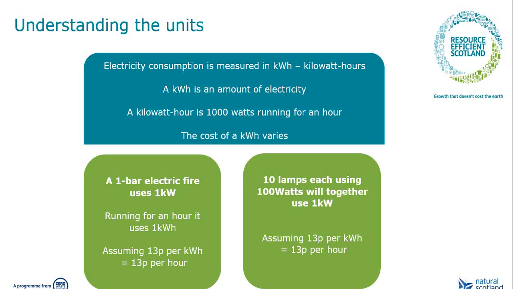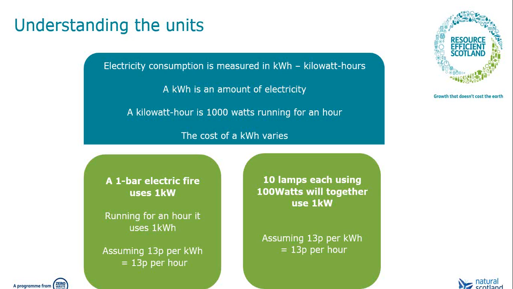If we look at the bottom left hand side of the slide there, we can see that a 1 bar electric fire uses 1 kilowatt. So again, running for 1 hour, it will use 1 kilowatt hour. And if we assume a typical price of 13 pence per kilowatt hour, you know immediately that the bar fire is using 13 pence per hour to run.